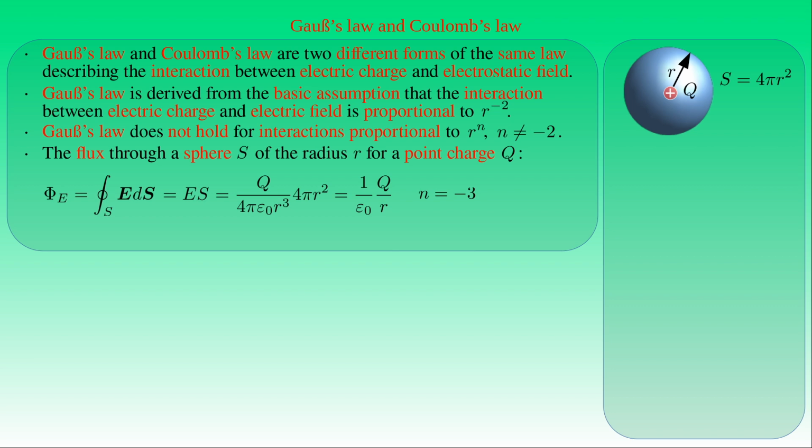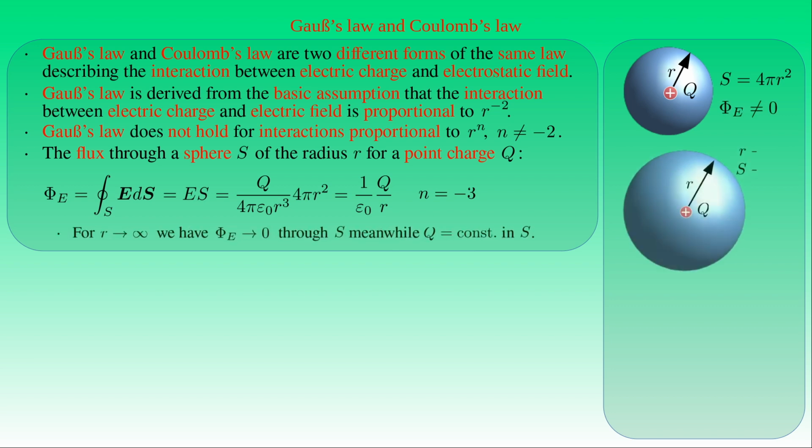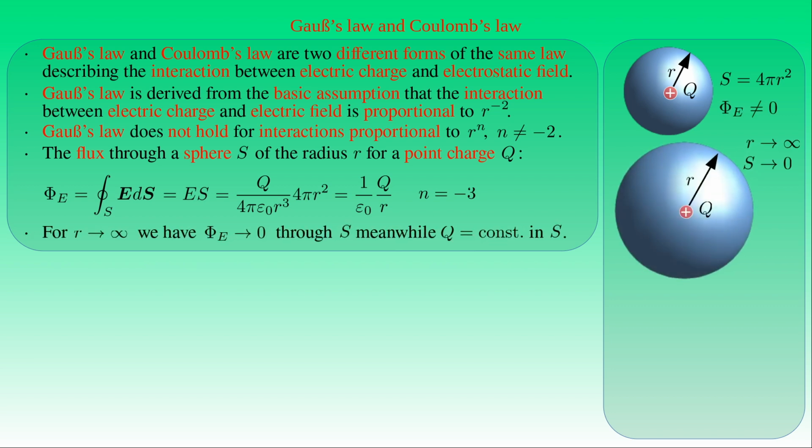As a consequence, the electric flux through the sphere S with a finite radius r for a point charge Q in its center has a non-zero value. However, by increasing the radius r of the sphere and therefore its area S to infinity, we can diminish the electric flux through S to zero, meanwhile the amount of charge remains the same in the sphere. This result contradicts Gauss's law.